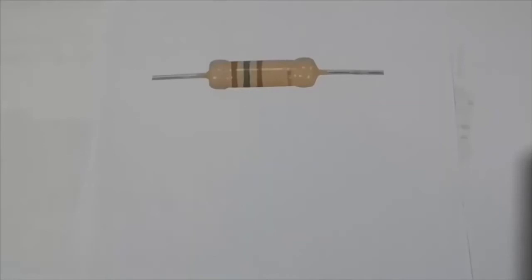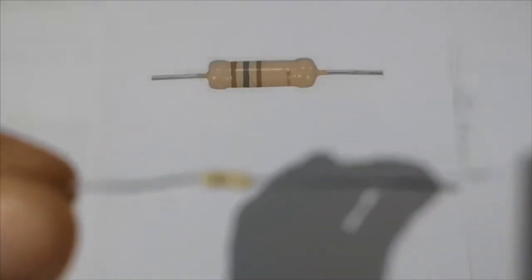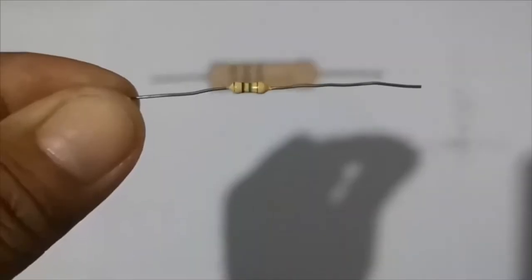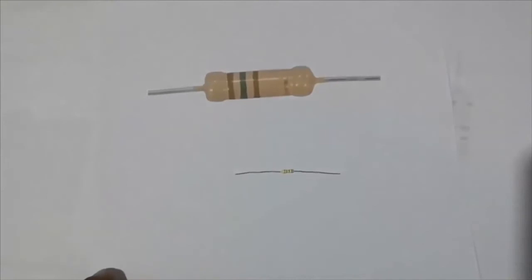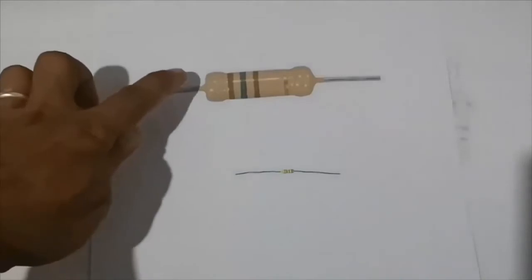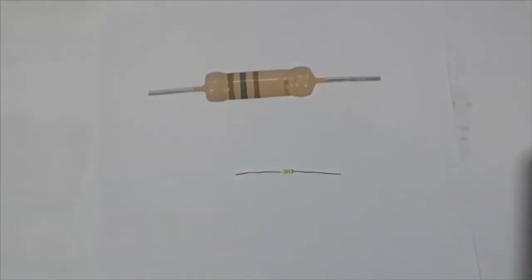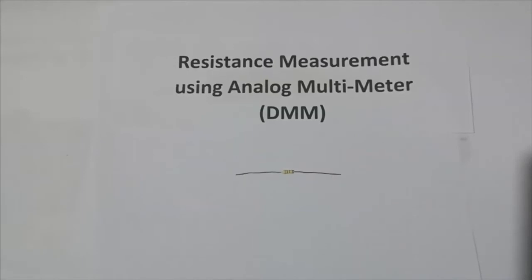Now we will compute and convert the value of the color codes, which is brown, green, and brown. So this is the actual resistor having that color code: brown, green, and brown. Okay, so this is the picture, and this is the actual resistor having a color code brown, green, and brown. So now I will use the analog multimeter or the VOM for the resistance measurement.